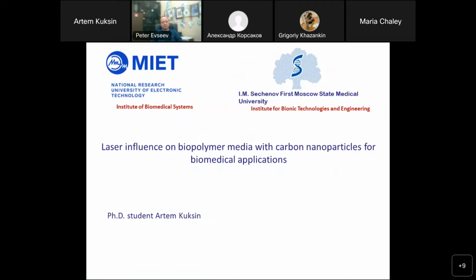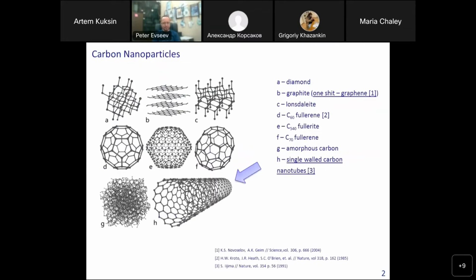I will give a talk on laser influence on biopolymer media with carbon nanoparticles for biomedical application. As you know, there are many types of carbon nanoparticles. Some of the most popular are graphene sheets and twisted graphene sheets into nanotubes. Materials based on these nanoparticles have interesting electrical, thermal, mechanical, and optical properties. In my report, I will talk about materials with a nanocarbon framework made of carbon nanotubes.